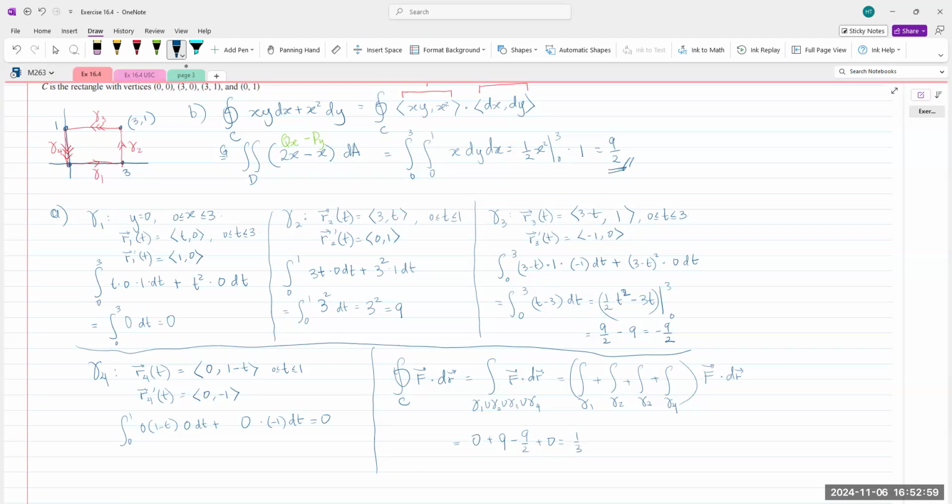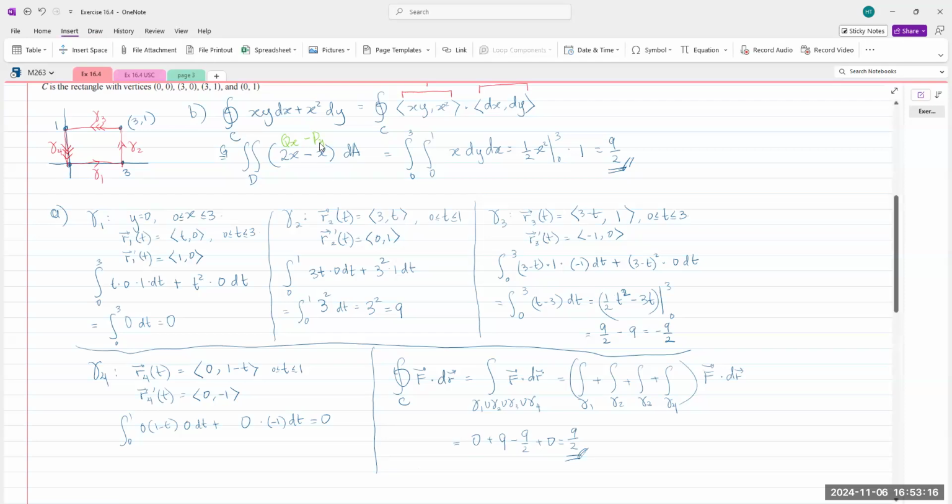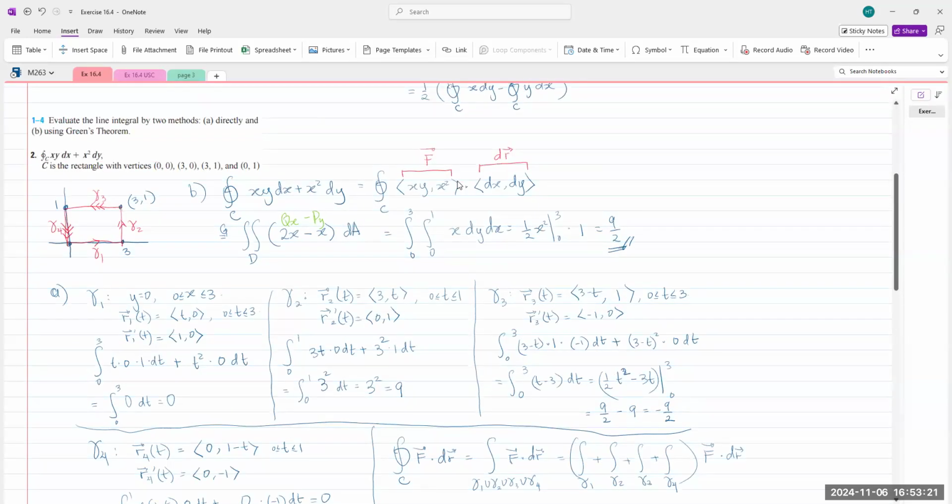0 for the first gamma, 9 for the second gamma, negative 9 over 2 for the third gamma, 0 for the last gamma. When we add them together, we get 9 over 2, which is the same as the answer we have earlier. So at least now you see the benefit of using Green's theorem. It's shorter, simpler, tends to have fewer mistakes, right? If we try to confirm that by doing it directly, you see I make computation mistakes.